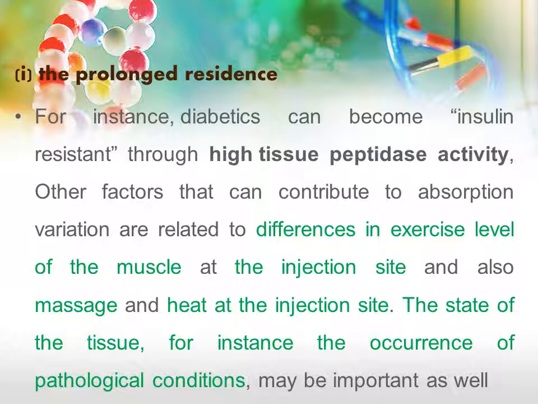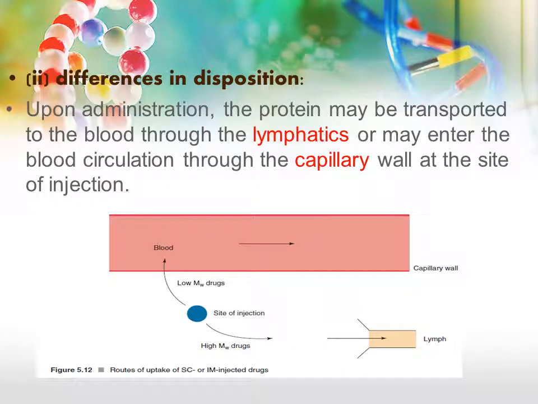The state of the tissue, like the occurrence of pathological conditions, also matters. High molecular weight drugs usually enter the blood through the lymphatics, and low molecular weight drugs enter the blood circulation through the capillary wall at the site of injection.